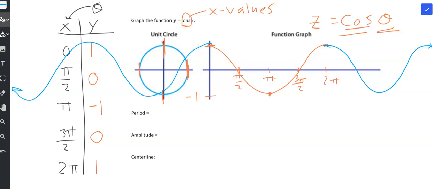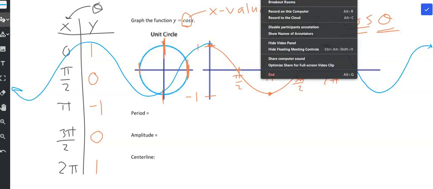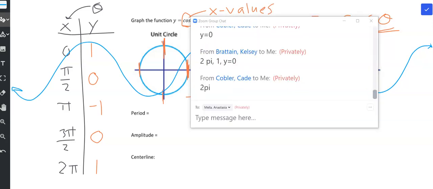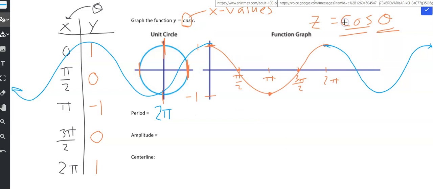All right, Cobbler, what do you think about the period? Correct. 2 pi is the correct value. 2 pi is the correct period of that function. Thank you very much, Cobbler and Braddon.